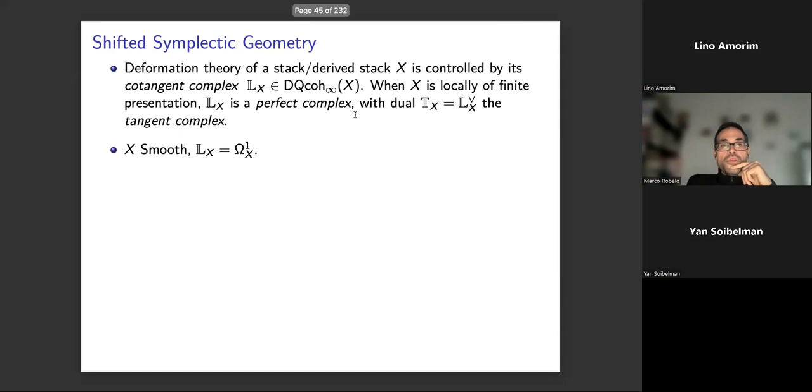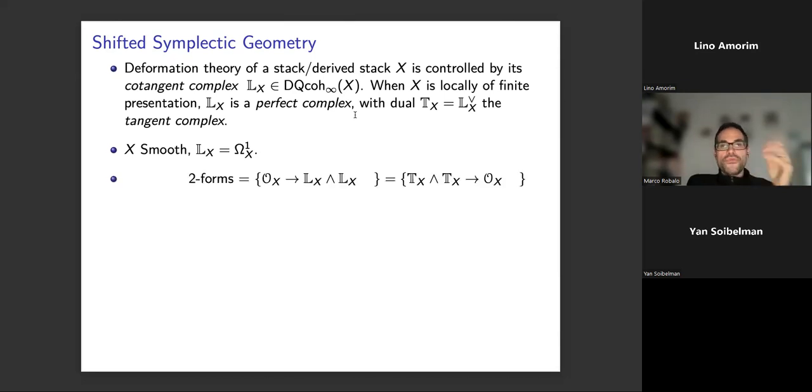When X is smooth, we know what this is. It's the easiest case: it's just the Kähler differential forms, concentrated in degree 0. In this case, if we have this cotangent complex or tangent complex, we can define two-forms simply as global sections of this wedge product, or bilinear forms on T_X. In particular, we can also define shifted two-forms, or n-shifted two-forms, where we ask for cohomology classes in the global sections of this complex that are in degree n. This is just a definition.